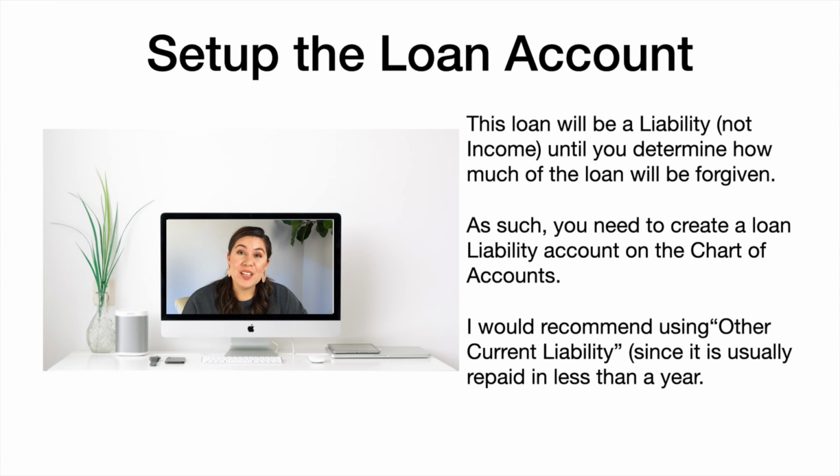So the first thing I want to talk about is setting up the loan. Now that you received your loans, let's set it up in your accounting software. This loan will be treated as a liability, not free income, until it is determined how much of the loan is forgiven. Until then, it's going to sit on our books as a liability. Now, there are two types of liability: a current liability and a long-term liability. For purposes of this loan, my recommendation is for you to set it up as other current liability.